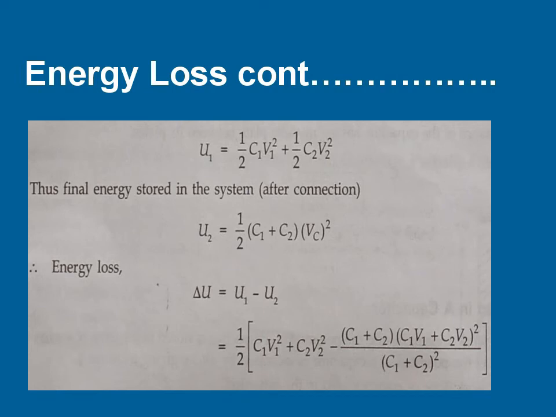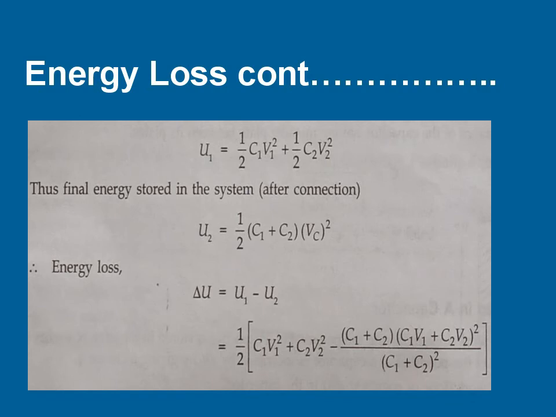You know the value of U1 and U2 from equations 1 and 2. Put the values of U1 and U2 in this equation. What do you get? Since half is common, take it outside. You know the value of U1 then: C1 V1 square plus C2 V2 square. This is the value of U1. And the value of U2 is from equation 2: C1 plus C2 into C1 V1 plus C2 V2 whole square, whole upon C1 plus C2 whole square. Mark it as equation 3.